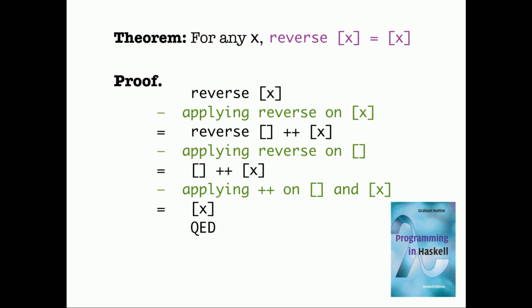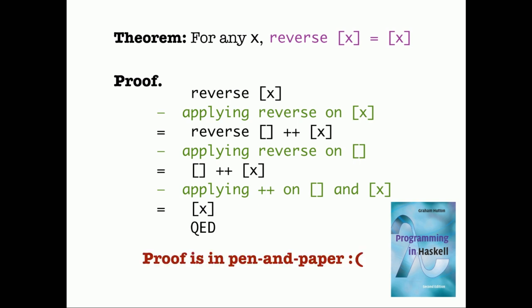And if you look at Graham's book, then you are going to see this proof that starts from the left-hand side and is basically applying some equational reasoning steps by applying reverse on the list, and then applying reverse on an empty list to get back an empty list, and then I am applying append on an empty list. I am removing append, and I am getting the right-hand side. So my theorem is proven.